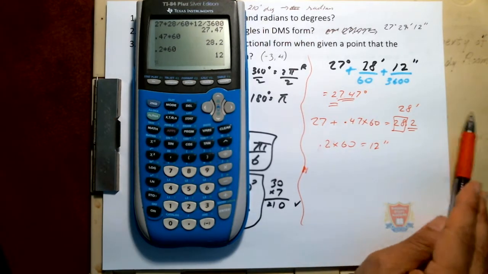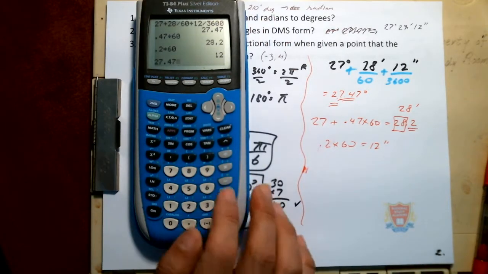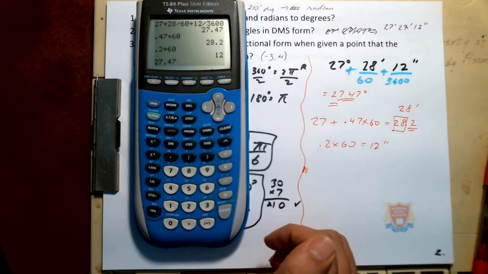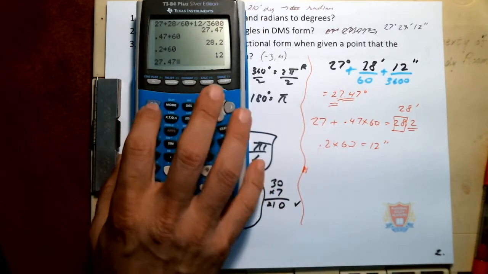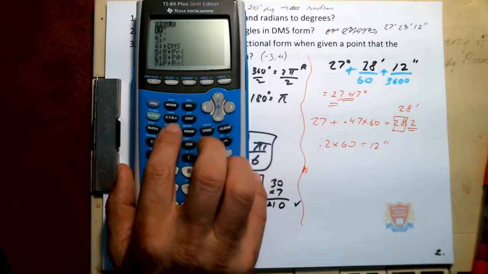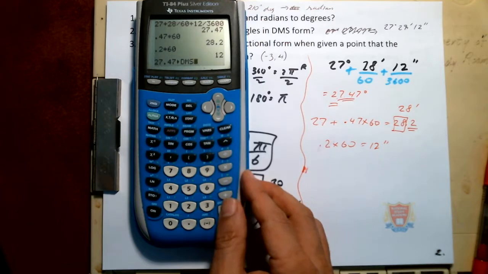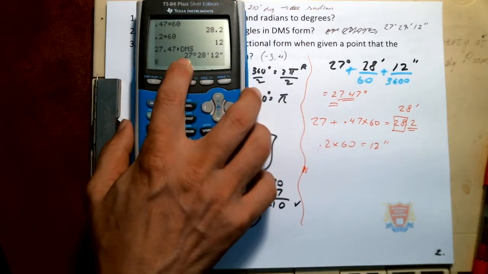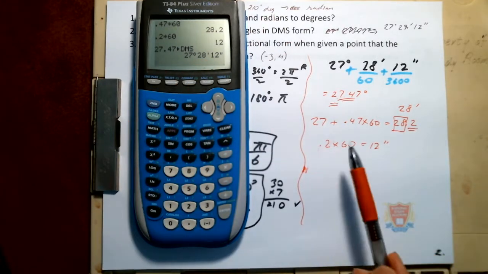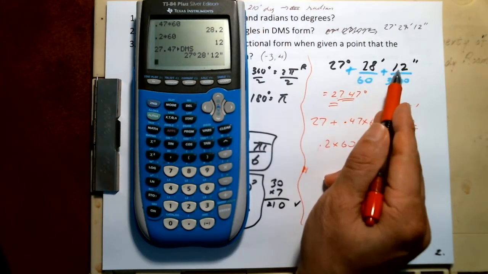Let's try this. So if we have 27.47, that's in decimal state, right? Let's say we want to change it into DMS state. What we do is we go to second, and above the app, there's the angle right there. Oh, do you notice that? There's a DMS state right there. Boom, there it is. That becomes 27 degrees, 28 minutes, 12 seconds.